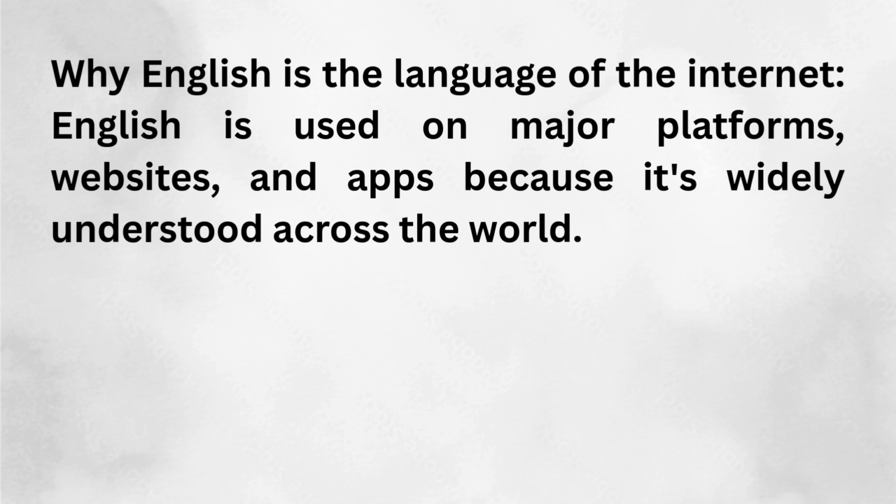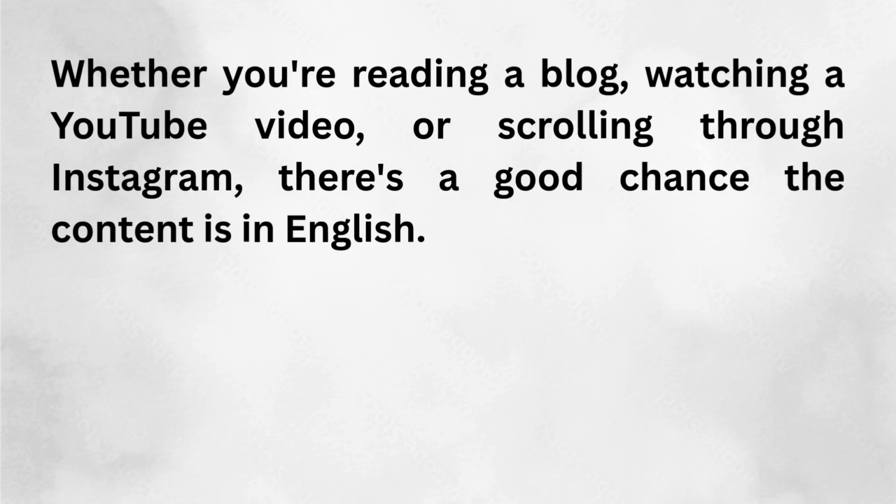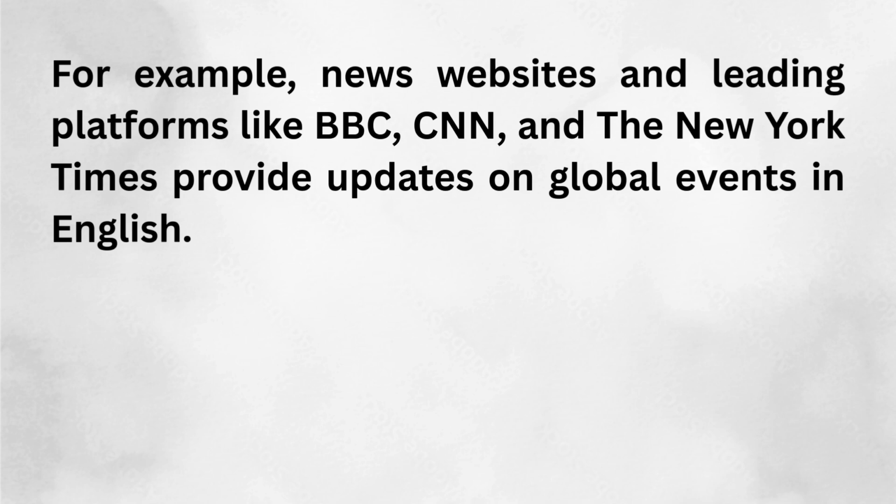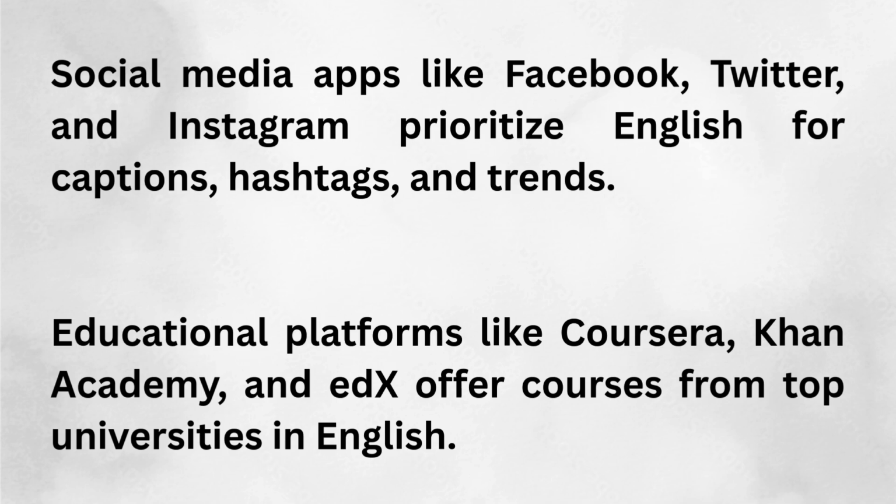Why English is the language of the internet. English is used on major platforms, websites, and apps because it's widely understood across the world. Whether you're reading a blog, watching a YouTube video, or scrolling through Instagram, there's a good chance the content is in English. For example, news websites and leading platforms like BBC, CNN, and the New York Times provide updates on global events in English.